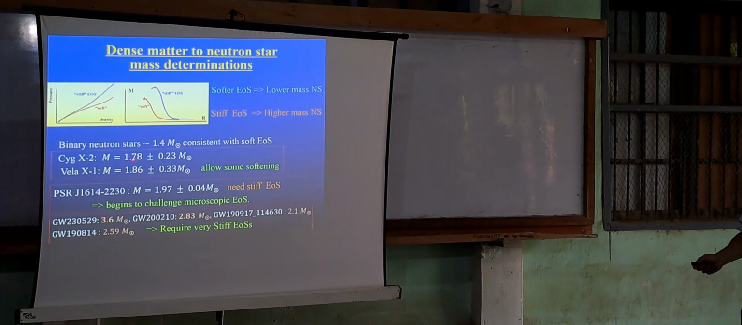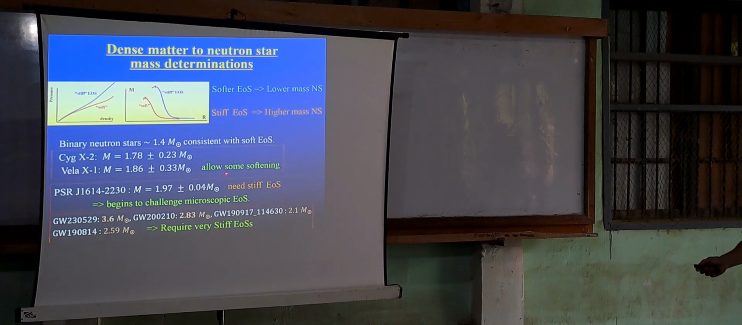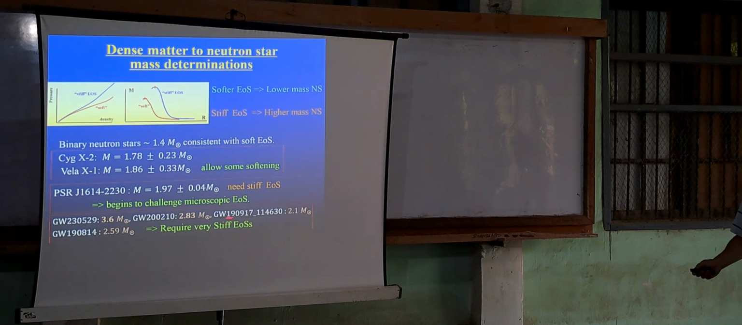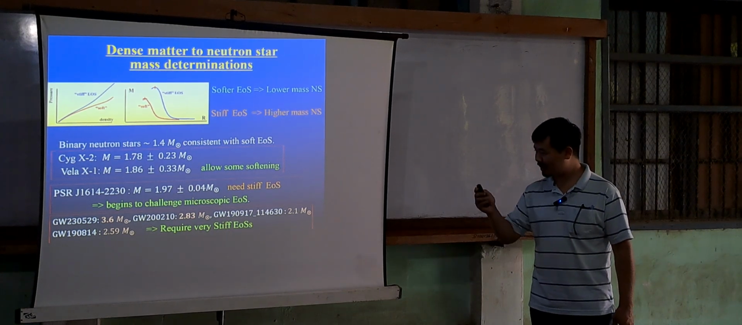But when you go to 1.7 or 1.86 times the mass of the sun, it will also allow a little bit. Yes, you can work with them. But when you reach about 2 and above, definitely, what are the particles? How to get those stiff equations of state is still a challenging task.